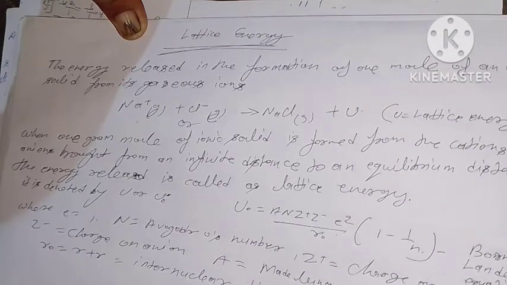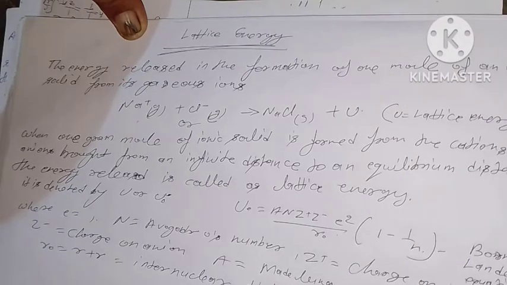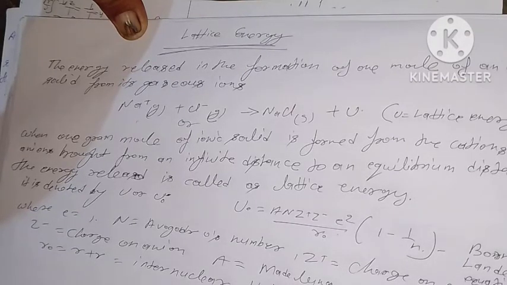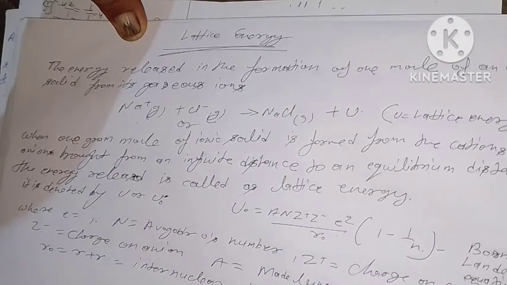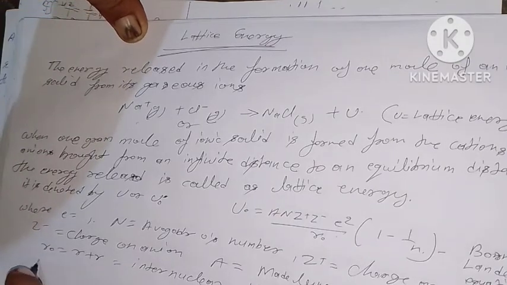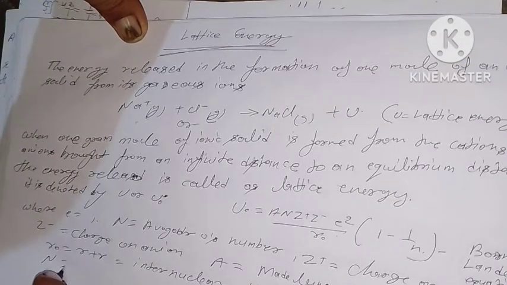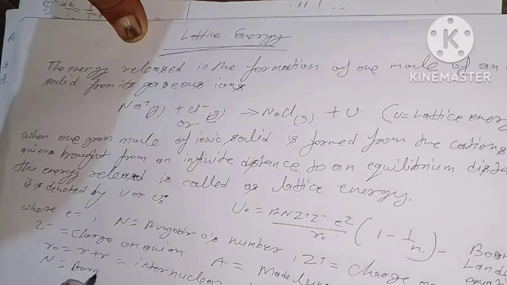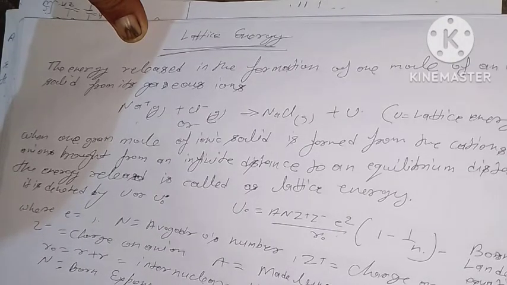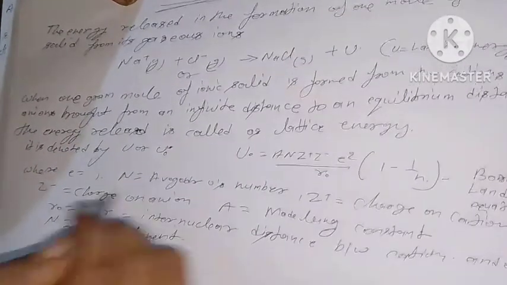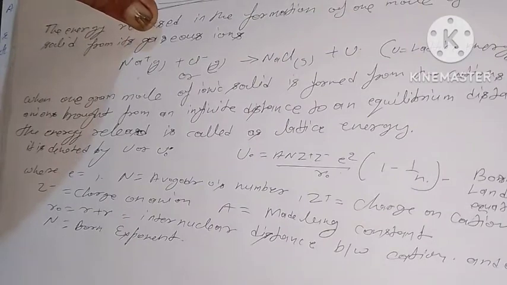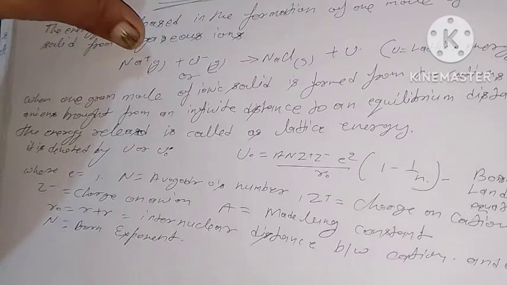Internuclear distance between cation and anion, okay? Small n is the Born exponent, okay? n is related to repulsion between the electron clouds of the ions. The value of n depends upon the electronic configuration of inert gases.